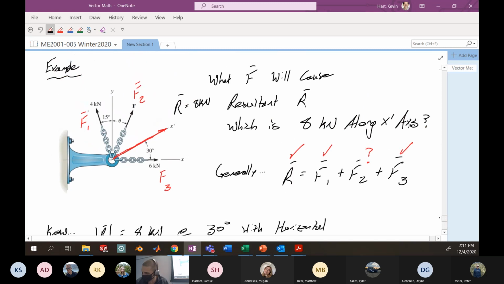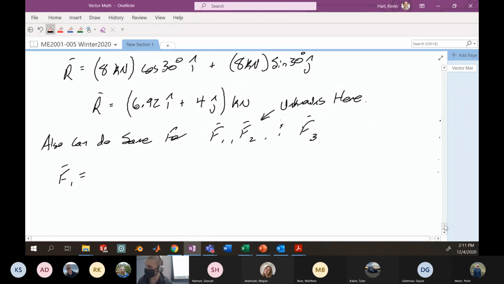So F1, here, this is my force F1. It has a magnitude of 4 kilonewtons. And I can resolve it into the x and y directions using those 15 degrees. It will be negative sine 15 in the x direction, since I'm pointed slightly in the negative x, and I will resolve it to the y direction with positive cosine 15. So here the force F1 is something like 4 kilonewtons times the sine of that angle, 15 degrees, and this is in the negative I hat direction.